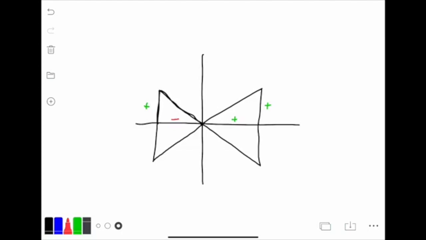Therefore, the only positive trig function would be sine. And of course, its reciprocal cosecant.